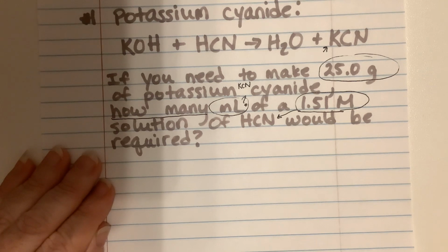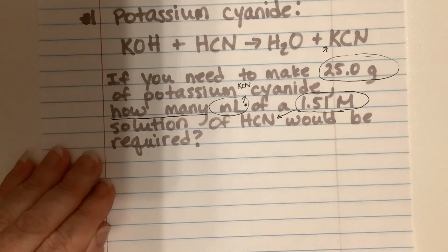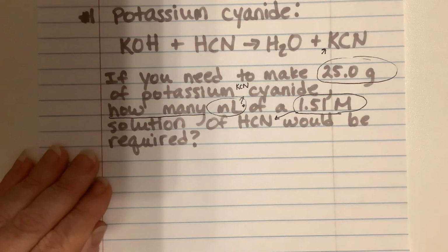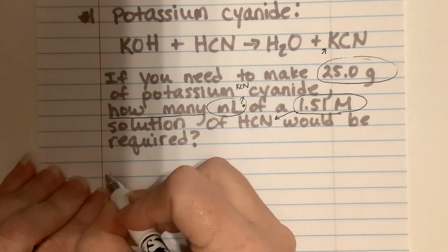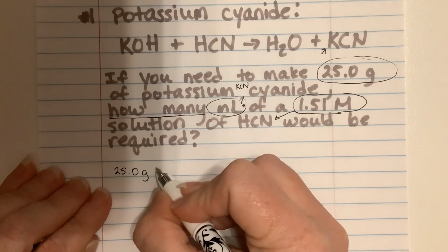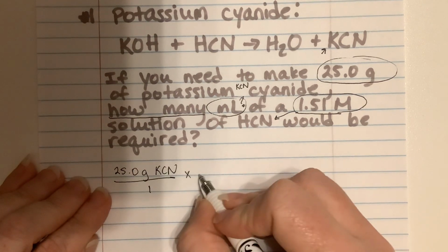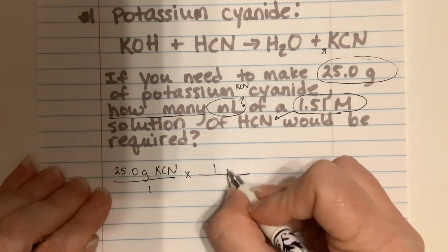And let's find what our moles are of that. All right, let's change grams into moles. Honestly, in most every single problem at this point, you're going to need to get things into a mole situation. So let's just go ahead and do that. All right, I have 25.0 grams of KCN, and I want to change that into moles, so I'll put 1 mole.